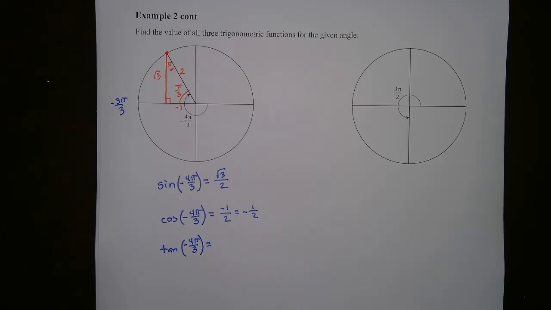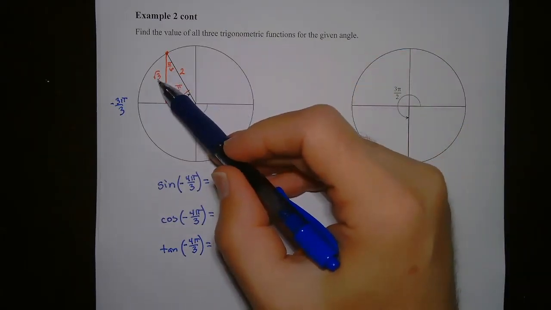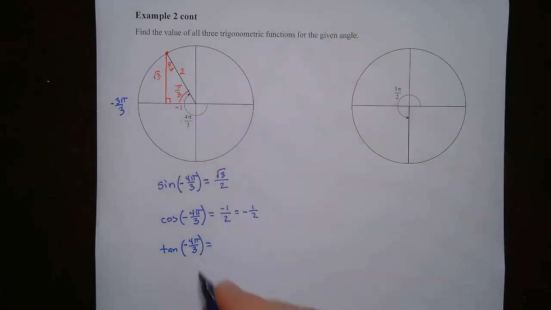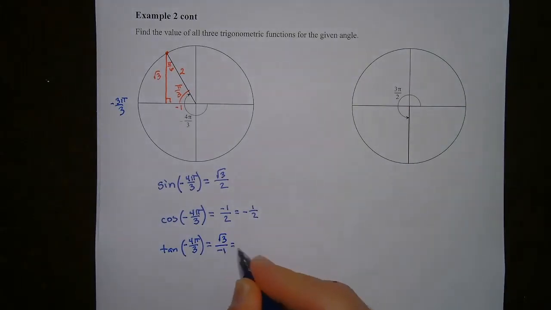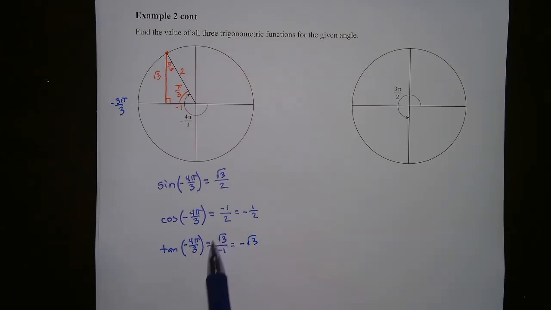is equal to, okay, so tan is opposite over adjacent, okay? So that'd be the square root of 3, because that's my opposite, or my y, over my x, which is negative 1. So the square root of 3 over negative 1, which would be negative square root of 3. I don't want you to leave your answer like this. It should simplify to this, okay?